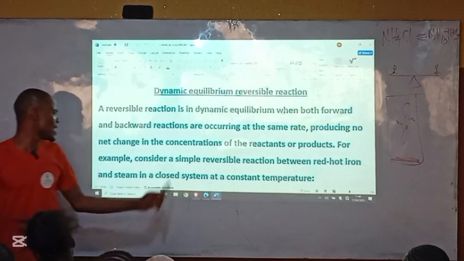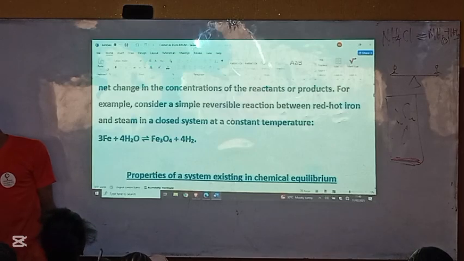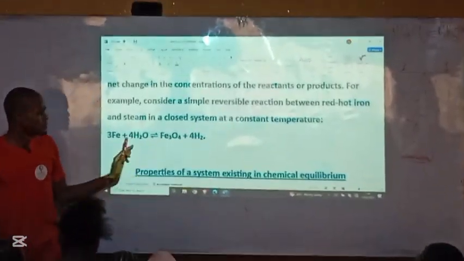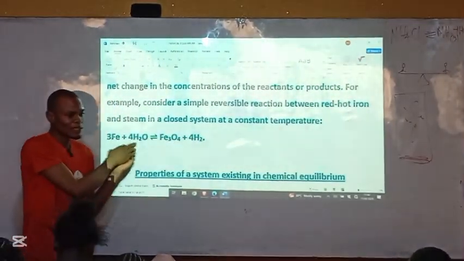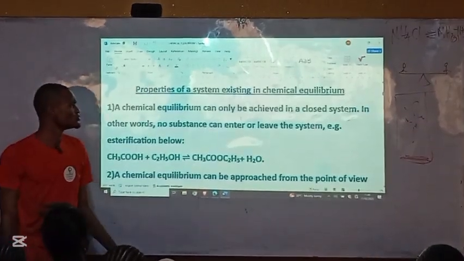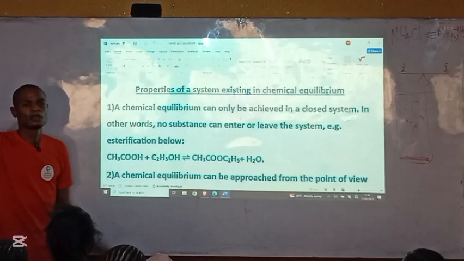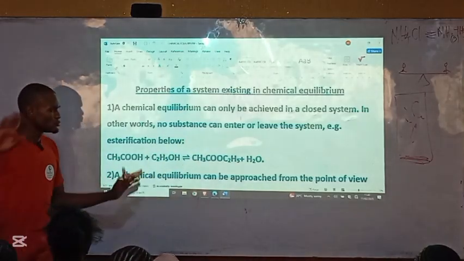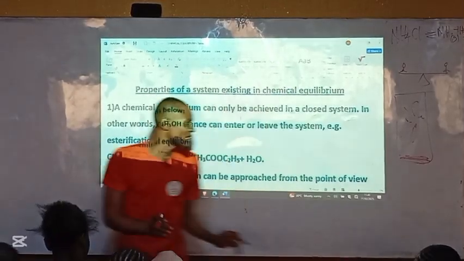Now, you can shift this, and you can also shift it back. This is a reversible reaction. A closed system is a system whereby nothing can leave and nothing can enter. That's a closed system.